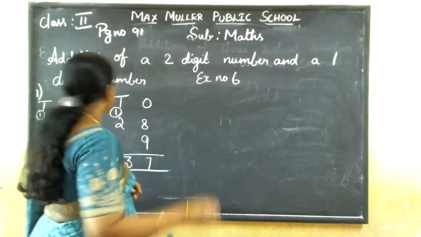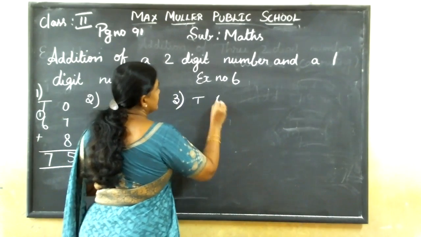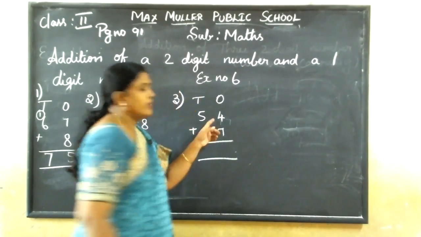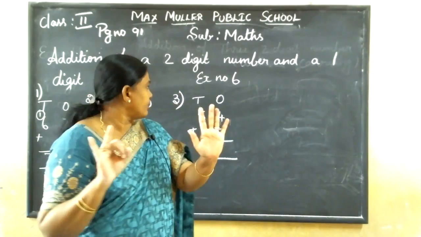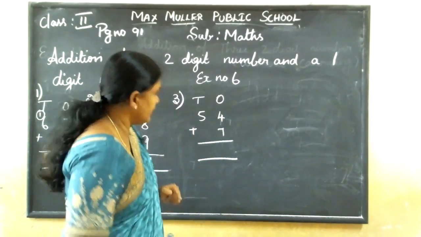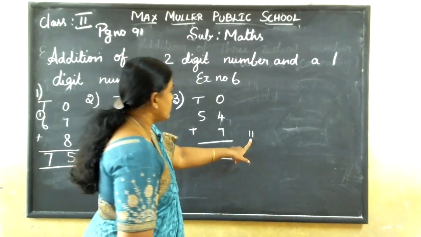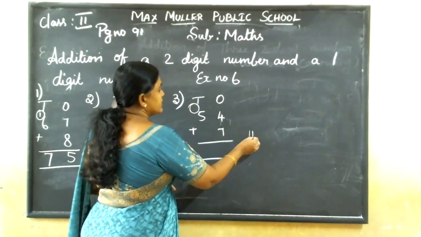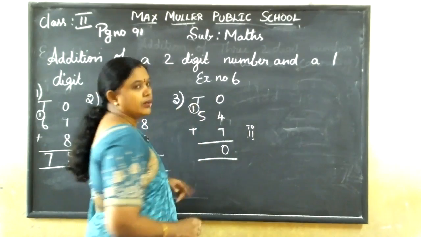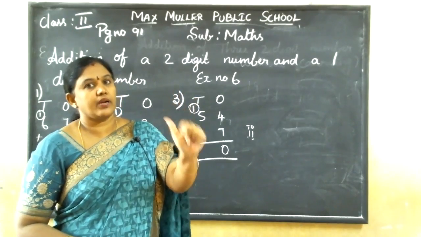Third one, 54 plus 7. 4 in the mind, 7 on the fingers. After 4: 5, 6, 7, 8, 9, 10, 11. 11. Single digit or two digit? Two digits, no, children. So this 1 we will write in the ones column. This 1 we will carry to the tens column. Now 1 in the mind, 5 on the fingers. After 1: 2, 3, 4, 5, 6.